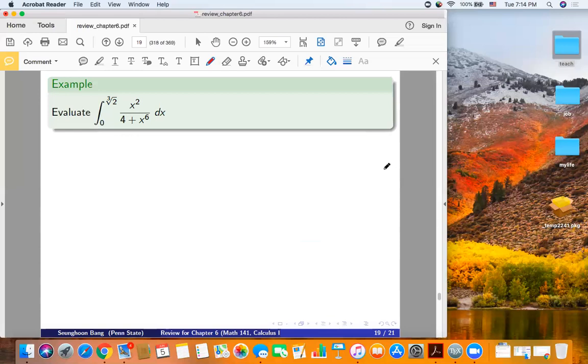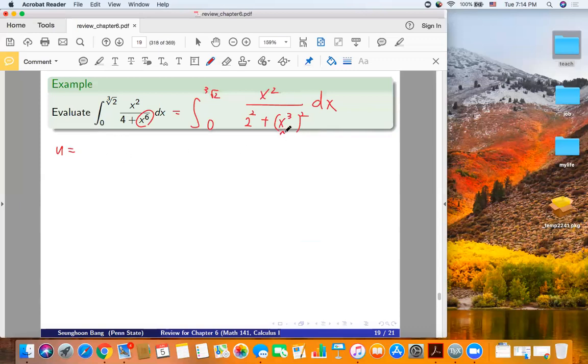So here, inverse tangent of something, yes, inverse tangent of something, because you can change it: cube root of 2 and 0 here, x squared, and change 4 to 2 squared plus x cubed squared, dx. So what's the main idea? You can use u substitution. So what is u?